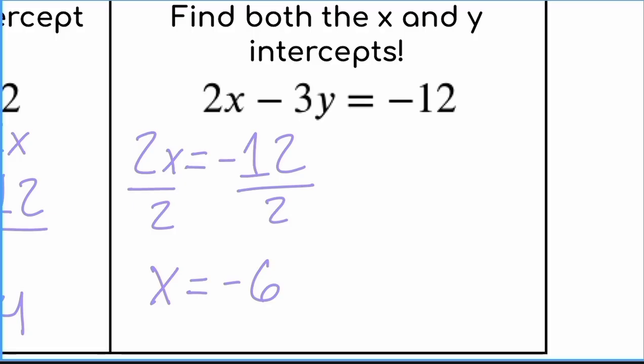All right. And when I want to find my y-intercept, what is my x value? 0. So we're going to plug a 0 in for x. What is 2 times 0? 0. So I am just going to write -3y equals -12. And what is my one and only step to solve for y?